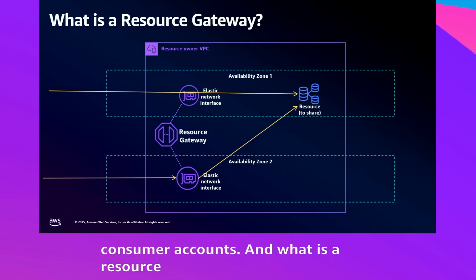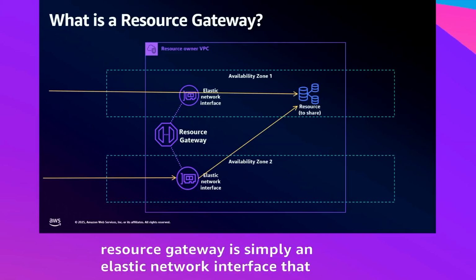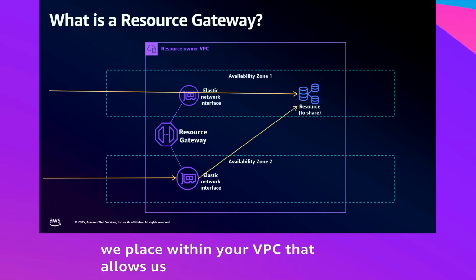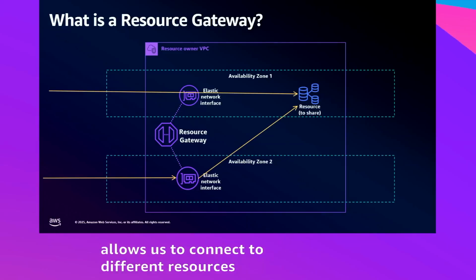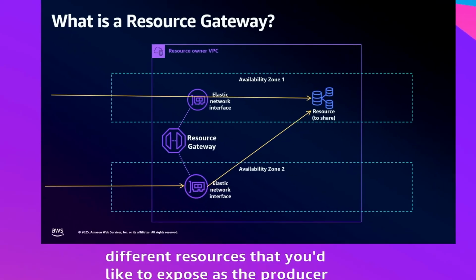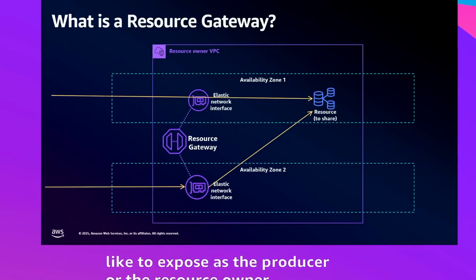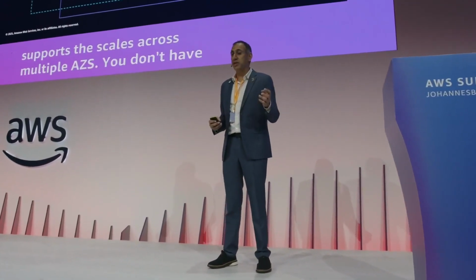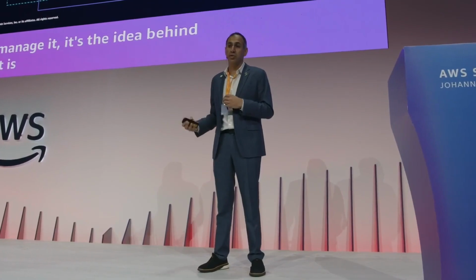And what is a resource gateway? A resource gateway is simply an elastic network interface that we place within your VPC that allows us to connect to different resources that you'd like to expose as the producer or the resource owner. This scales across multiple AZs. You don't have to manage it. The idea behind it is as you scale the number of services or resources that you want to expose, the ENIs then scale accordingly. So you get the benefits of AWS doing the undifferentiated heavy lifting of scaling those ENIs without you having to focus on any of those things.